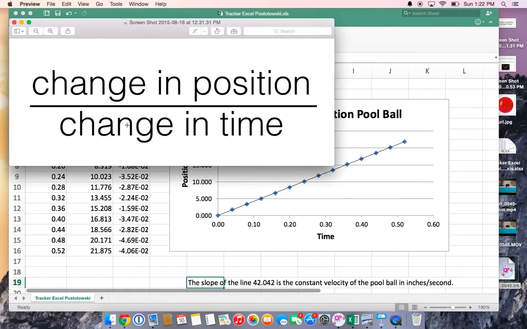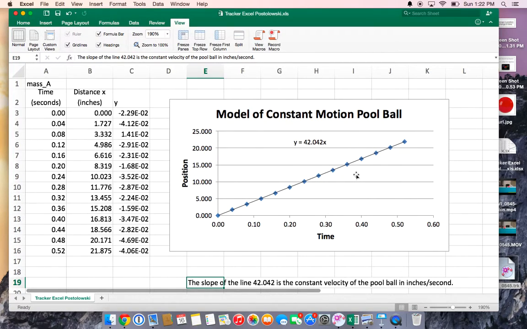To calculate the velocity, I use the formula change in position over change in time. This simulation can help to predict the future velocity at any particular time. Since the points form a straight line, there was little error in the measurement of constant velocity. The overall purpose of this lab was to demonstrate the second law of motion.